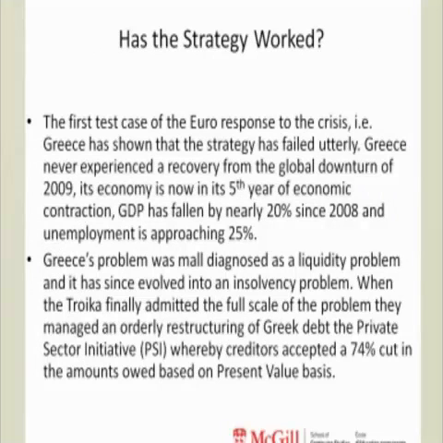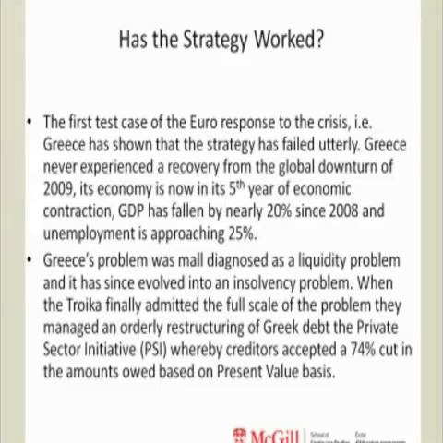Greece never experienced a recovery from the global downturn of 2009. Its economy is now in the fifth year of economic contraction. GDP is in line to fall by 20% by the end of 2012, 20% from the previous 2008 levels, while unemployment is approaching 25%. Greece's problem was misdiagnosed as a liquidity problem and has since evolved into an insolvency problem.